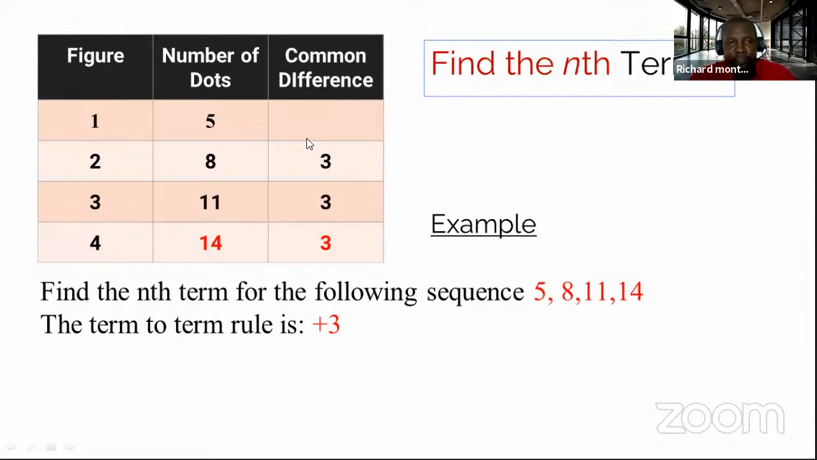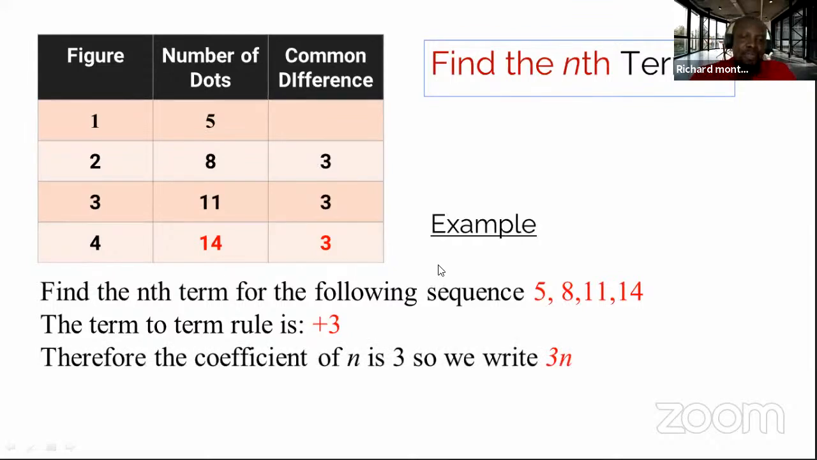So we have added 3 to 5 to get 8, added 3 to 8 to get 11, and added 3 to 11 to get 14. All right, so in this instance, you would say that the coefficient of n is 3. So we would then write 3n. So the common difference, the term-to-term rule, gives us the coefficient. So if the coefficient of n is 3, we would be working with 3n.